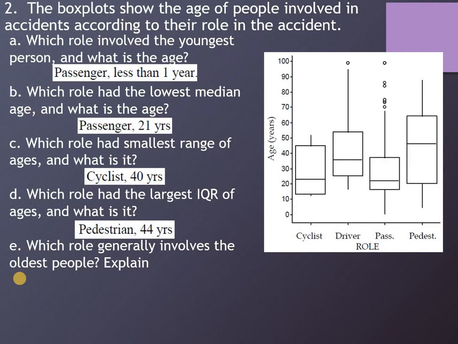Because if we look, this middle line here in each of them means 50% of the data lies above it. So this upper quartile here is still below the median on this one. And it's just above the median on this one. So although they might reach approximately the same oldest person, generally, passengers are out. So now we're going to come down and look at drivers versus pedestrians. Generally speaking does not mean the oldest person.